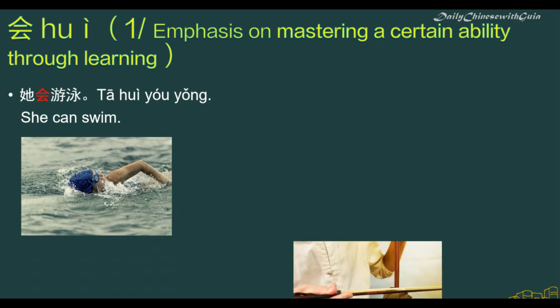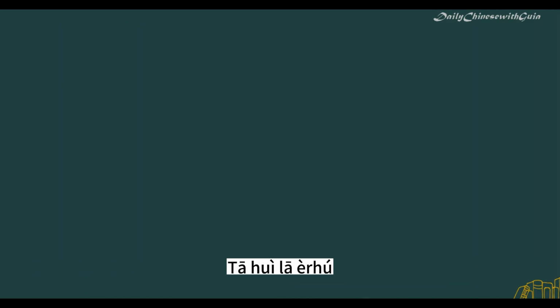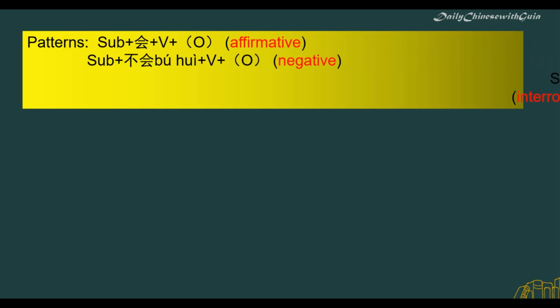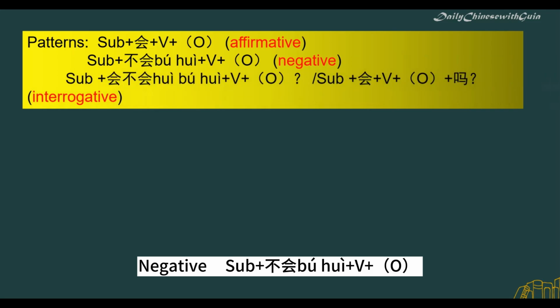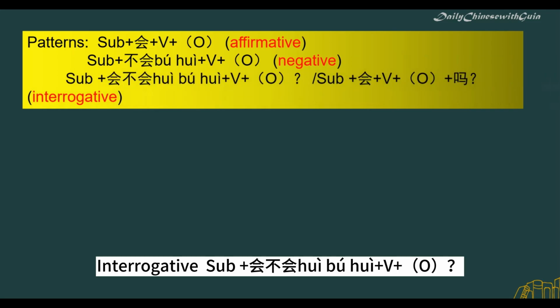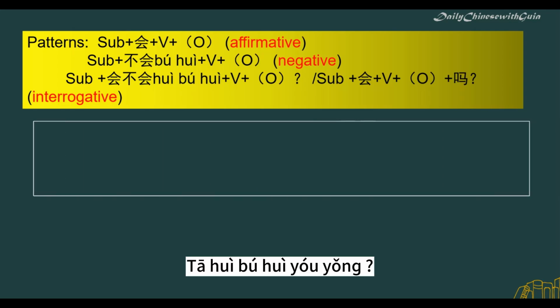他会游泳，他会拉二胡。会 has three patterns used in daily life. Firstly, affirmative: sub plus 会 plus verb. Negative: sub plus 不会 plus verb. Interrogative: sub plus 会不会 plus verb, or sub plus 会 plus verb plus 吗. Let's see some examples.